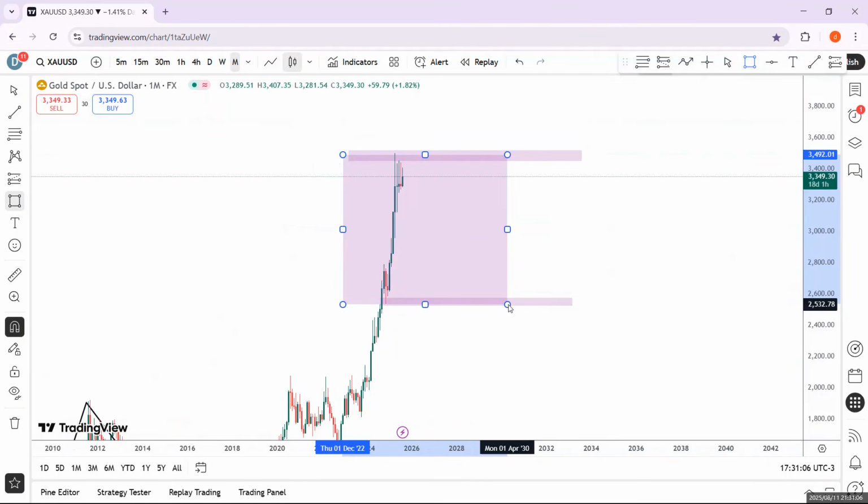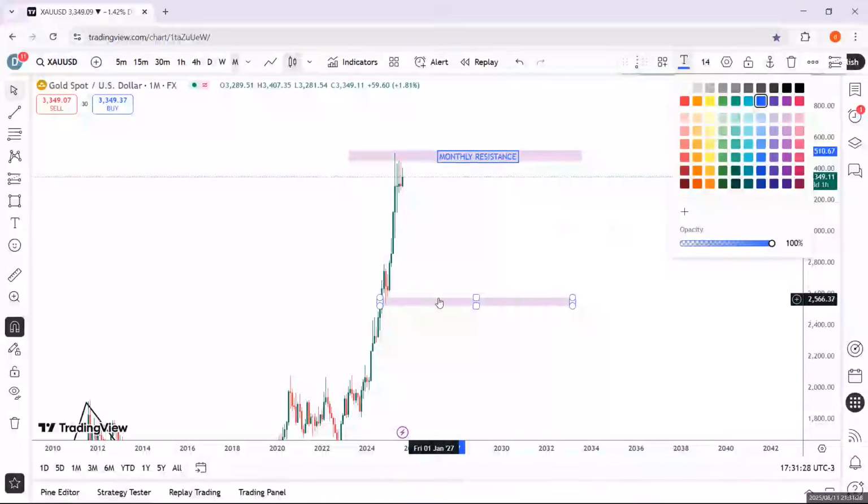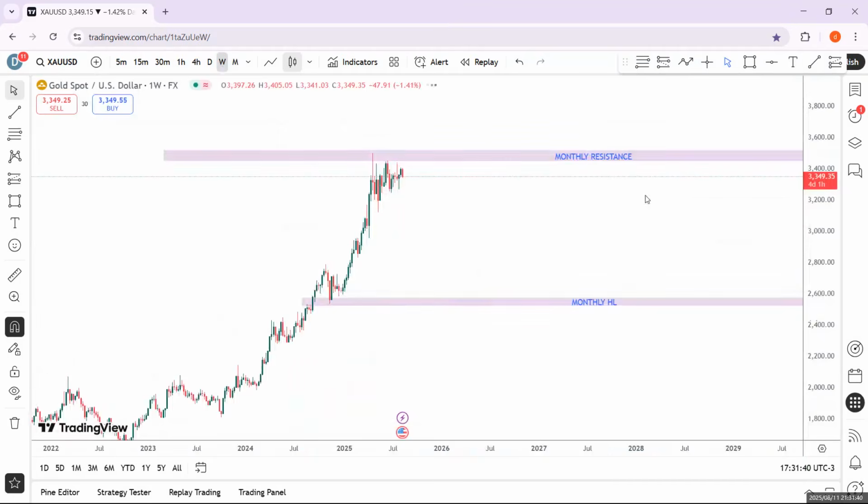We've seen the range of focus on the monthly. We'll take it like that until we see our opportunities on the 1 hour time frame. Okay, so we'll now tag this high here as monthly resistance. Then we'll tag this level here as monthly higher low, monthly HL. We'll now take that window, like we said, as our range of focus.